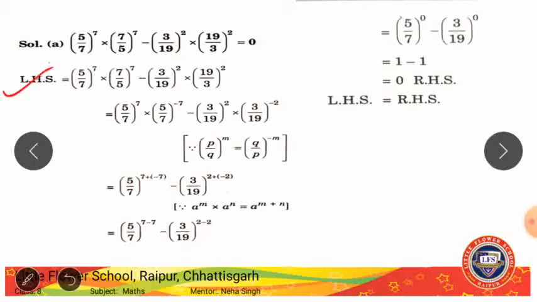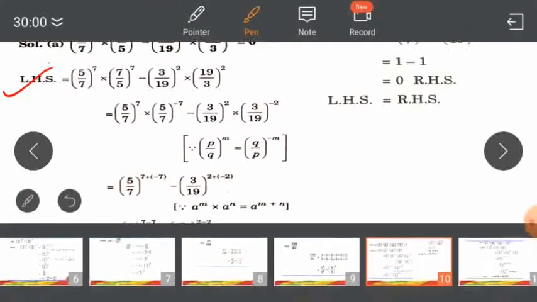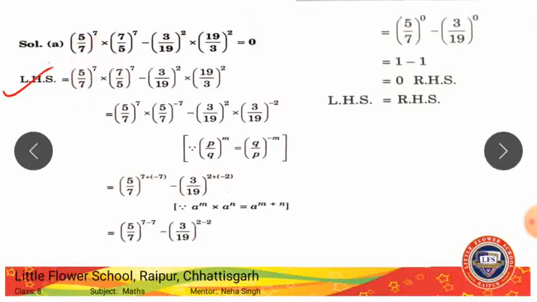The number given is (5/7)^7 into (7/5)^7 minus (3/19)^2 and (19/3)^2. Since this is the chapter of exponents, we will be solving through powers. Another method is there: you can open the brackets and the numbers will cancel out. But in this question we will be solving it through powers.